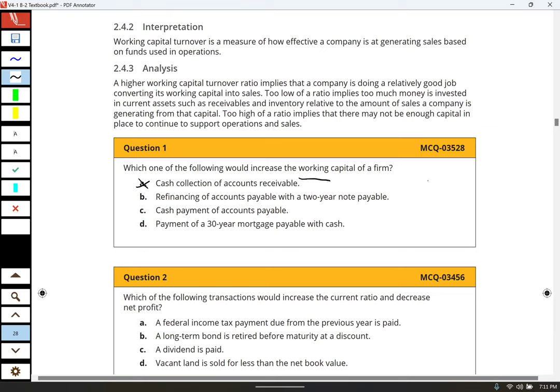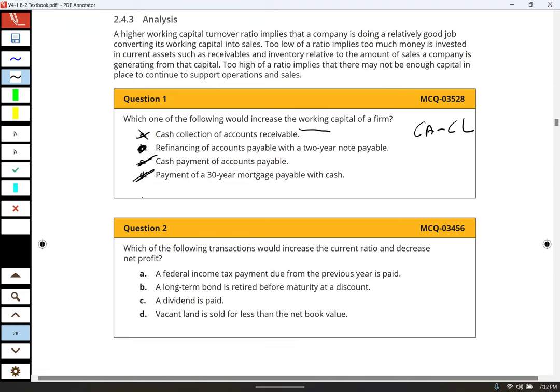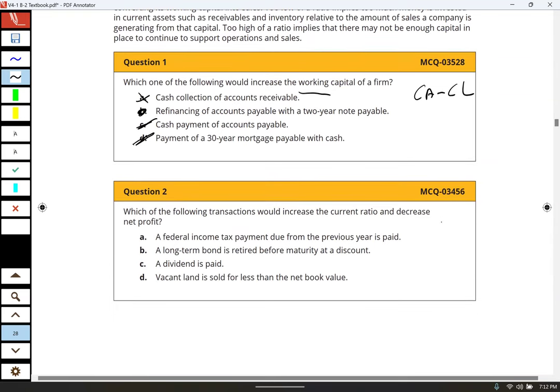Well, working capital is current assets minus current liabilities. That's not even a ratio. So what would happen there? That would just net out. Okay. Payment of a 30-year mortgage with cash, that's going to actually reduce your working capital. Refinancing an account payable with a 2-year note, yeah, you've gotten rid of a current liability, so you've decreased the current liability side of that equation, and that would increase the working capital. Okay, now current ratio, even though we didn't talk about it, is current assets divided by current liabilities. So let me just lecture on that little point right there, and then let's go ahead and take a look at this one.